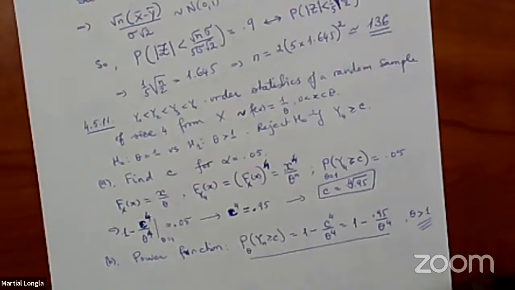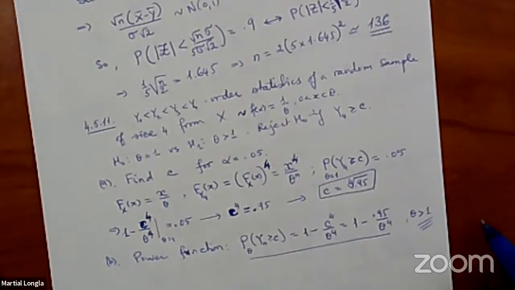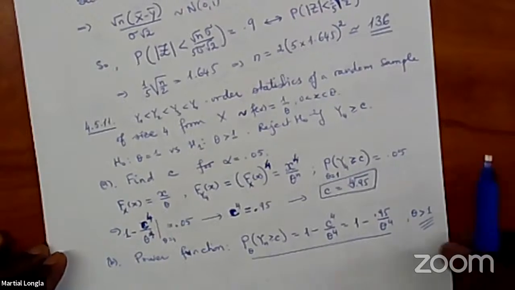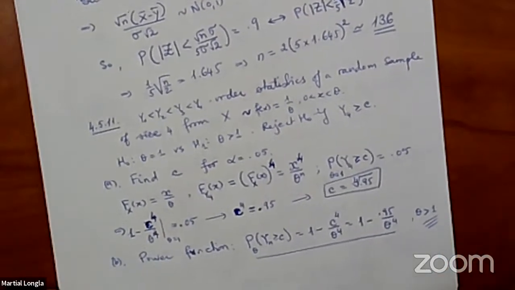For the minimum, it's 1 minus parenthesis 1 minus f to the power n. And if you don't memorize that, then you have to derive it in every single problem where you see that. And it comes all the time.